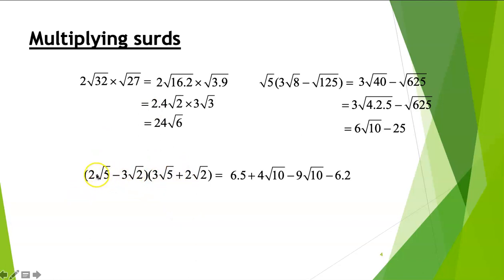So you multiply the 2 square root of 5 times 3 square root of 5. 2 times 3 is 6. Square root of 5 times square root of 5 gives me 5. And then I multiply this with that one, I got this, and so on and so forth. So I'm just multiplying each term by itself. Just remember, square root of 2 times square root of 2 is 2.